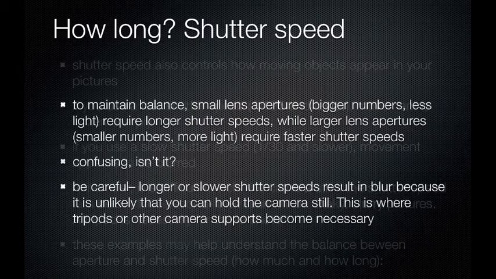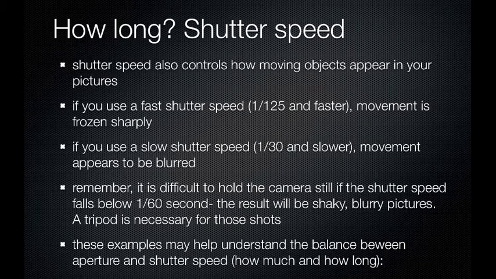Now, shutter speed also controls how moving objects appear in your pictures. If you use a fast shutter speed, maybe 1/125th of a second and faster, movement is frozen sharply. If you use a slow shutter speed, 1/30th of a second and slower, movement appears to be blurred.